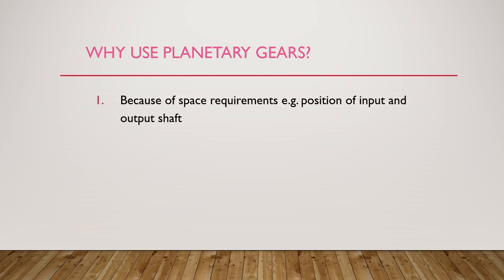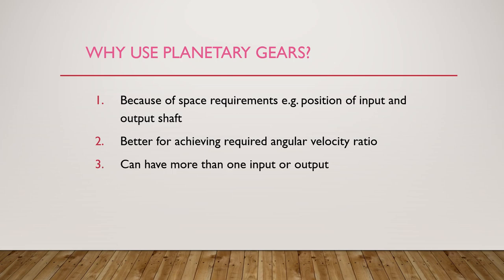Why do we make use of planetary gear? Because of the space requirement. In a smaller space, you can combine many gears to achieve a larger velocity ratio. So the position of input and output shaft is in a confined space. This is one advantage. It is better for achieving the required velocity ratio. Whatever velocity ratio is required, it is easy to attain in the planetary gear train.